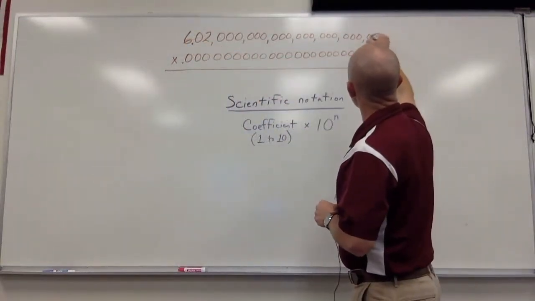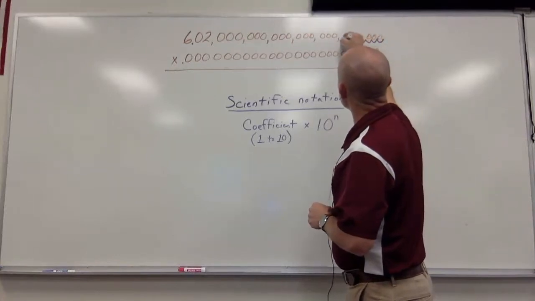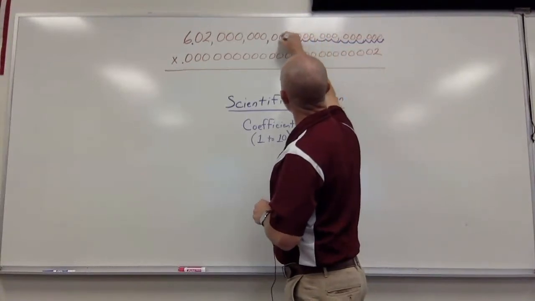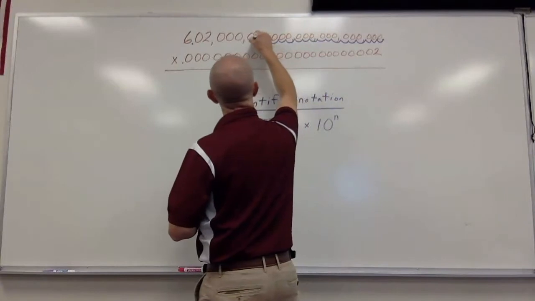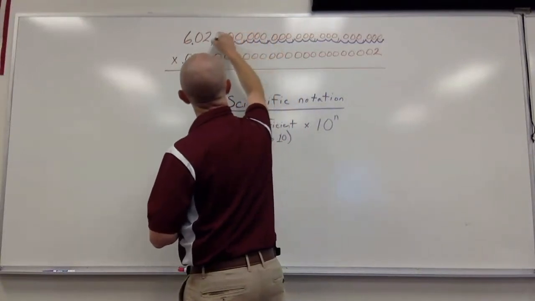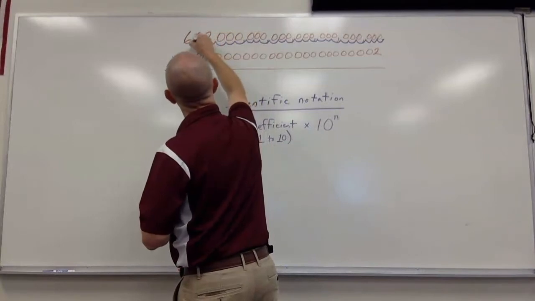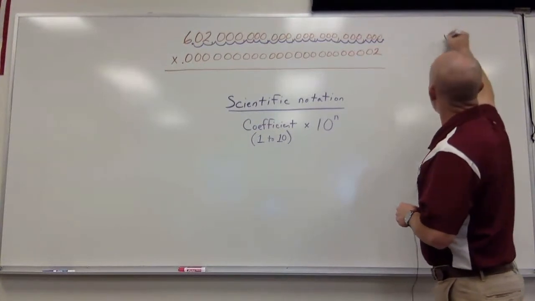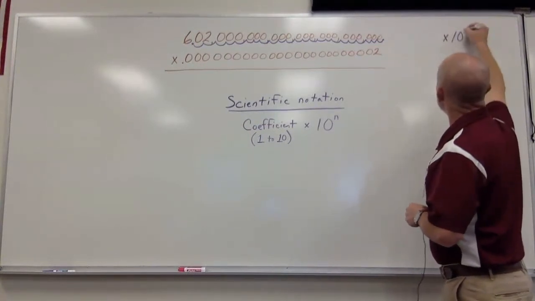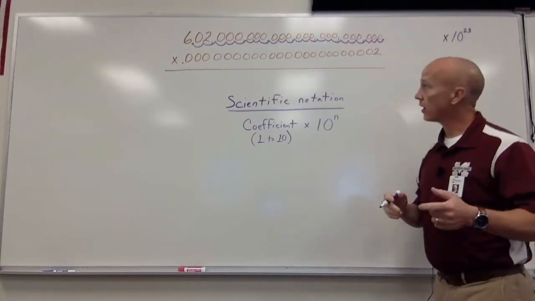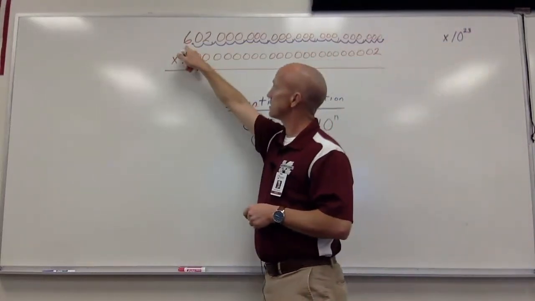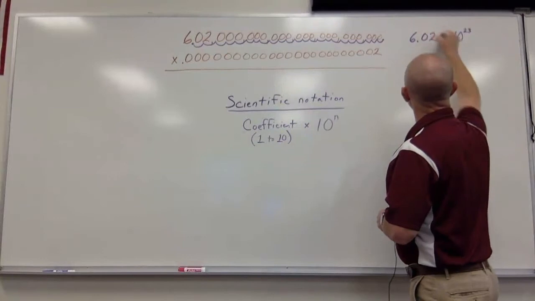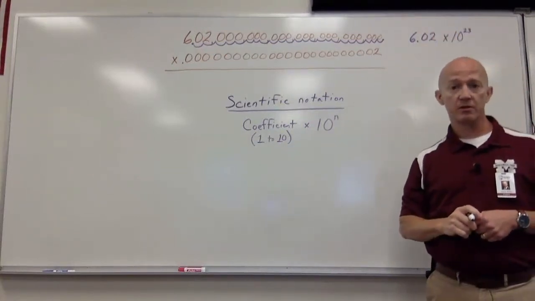1, 2, 3, 4, 5, 6, 7, 8, 9, 10, 11, 12, 13, 14, 15, 16, 17, 18, 19, 20, 21, 22, 23. So for our scientific notation, our n factor would be 23. Our coefficient would be 6.02. 6.02 times 10 to the 23rd.